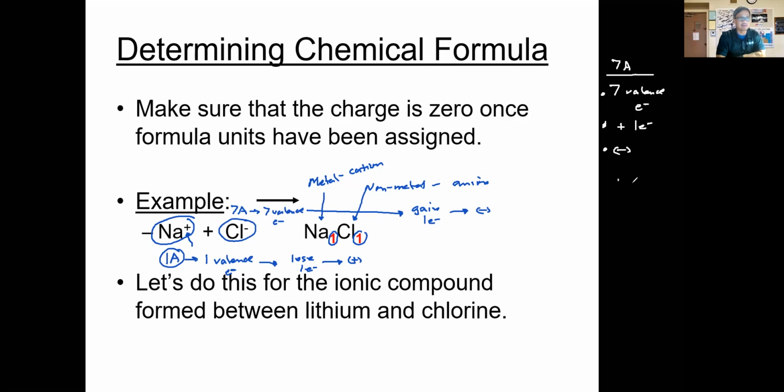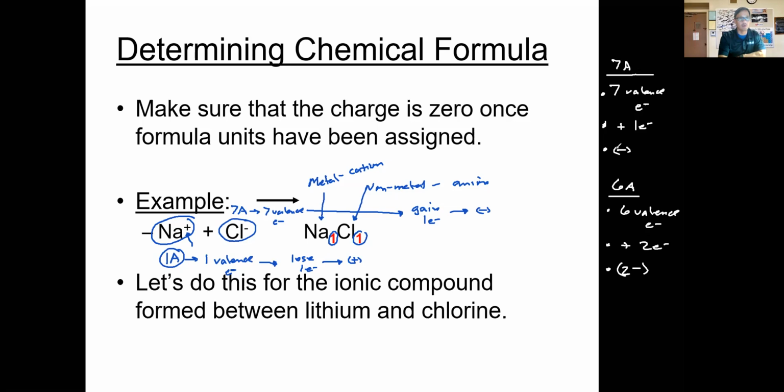For the 6A nonmetals, they have 6 valence electrons. Each one in the 6A has to pick up 2 electrons in order to become a noble gas, and then therefore they will end up with a 2 minus charge, a 2 negative charge. So 6 plus 2 will get you 8.